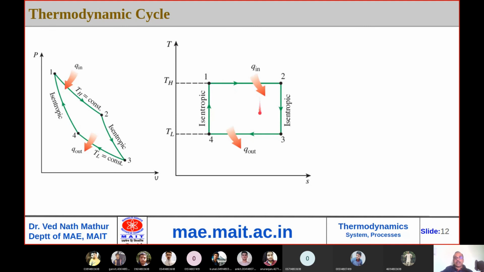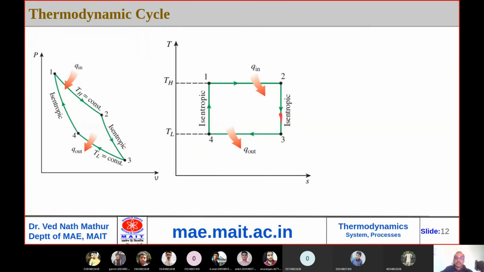So heat given in is equal to the area below this curve 1, 2. And if it is from right to left on a TS diagram, then it's heat rejected. So net heat transfer for this cycle is area below 1, 2 minus area below 3, 4. That becomes the area of this cycle. There is no heat transfer during the process 2, 3.